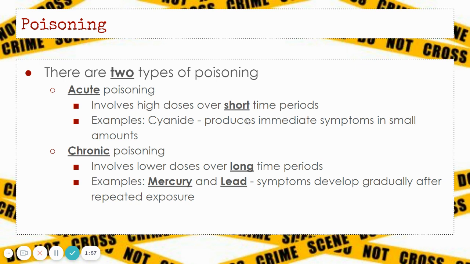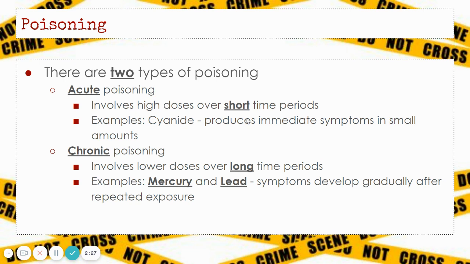All right, first we're going to talk about poisoning. In this unit, we're going to start with poisoning as our first little section. There are 2 types of poisoning. There is acute poisoning. Acute poisoning involves very high doses over a short period of time. One example of an acute poison would be cyanide. Cyanide is extremely toxic, as you'll see, and it produces immediate symptoms even when there are very small amounts there. So again, high doses over a short period of time.